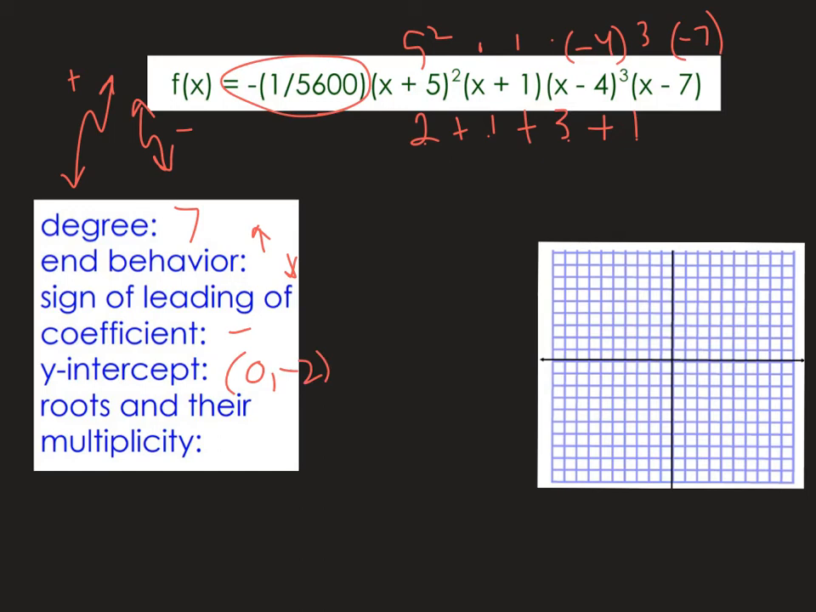The roots and their multiplicities, starting from left to right, are going to be negative 5 with a multiplicity of 2. We're going to have negative 1 with a multiplicity of 1, so I just write 1. We're going to have positive 4 with a multiplicity of 3, right, a flex. And then we're going to have 7 with a multiplicity of 1. And just for the record, again, we're going to have this idea of coming down from the left and going out on the bottom right.